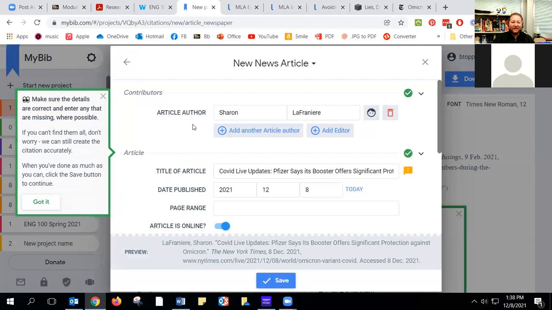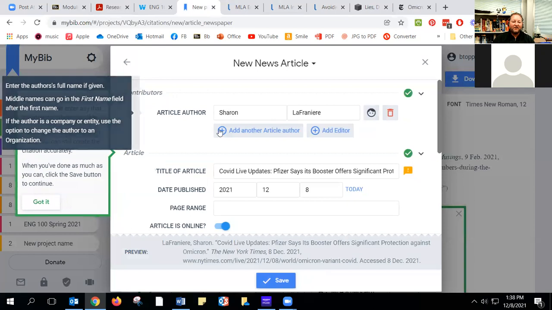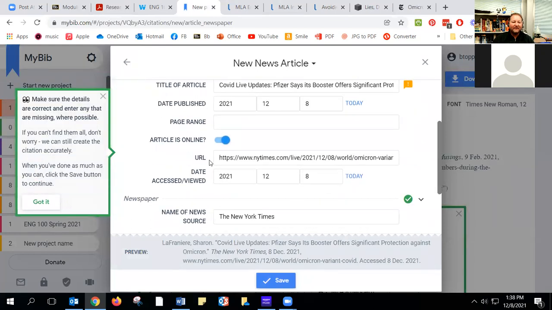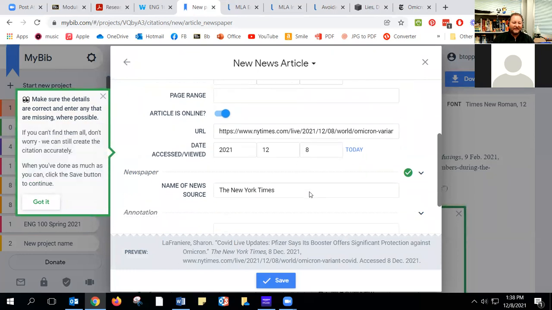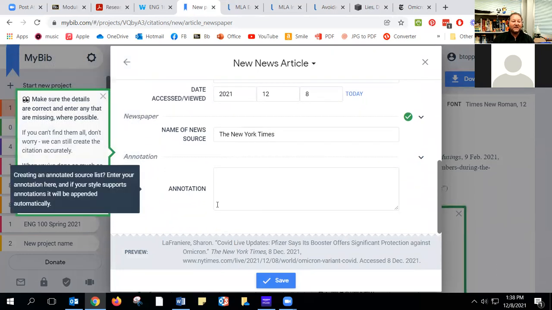Because it's a really credible, well-crafted web page, notice I didn't have to enter any of this information. Because it's a web page that's built right, MyBib knows where to pull this information, right? It's all written inside of the code of the web page. So it filled in the author name. It filled in the title of it. It filled out when it was published, right? It's online. It's got the URL, today's date, the name of the news source. It's got all that information there.